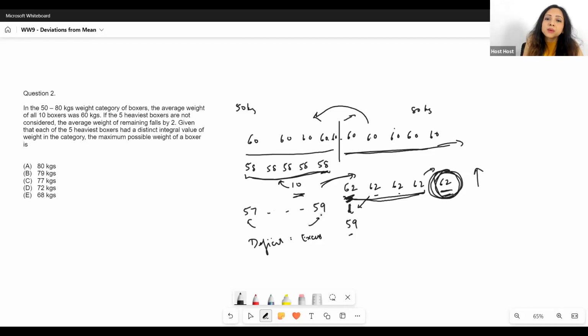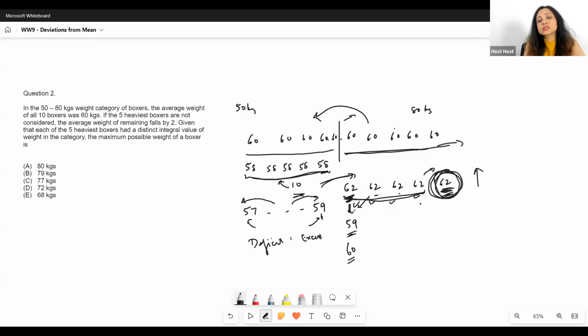Now, what happens when the fifth guy becomes 59? Then the sixth guy needs to be a 16, isn't it? In case I make anyone here less than 58, then here I'll have to make them greater than 58, which means that the sixth guy, since of course his weight has to be more than the fifth guy because it's a ranking, will increase and it will need to be 16. But if we want to maximize this guy, then we have to minimize this fellow, and this fellow, and this fellow. So then 59 is the minimum that the sixth guy can take.